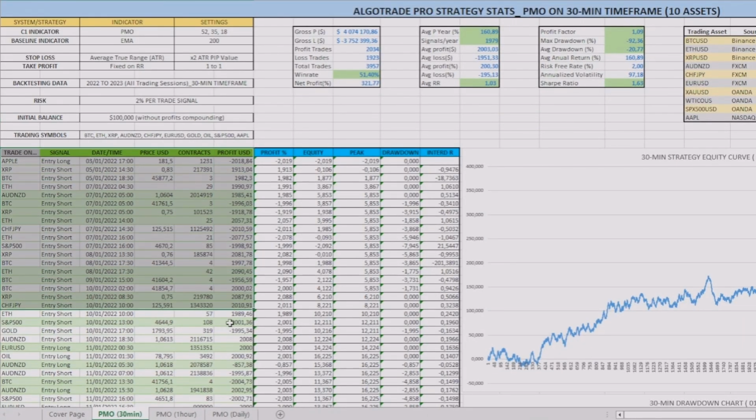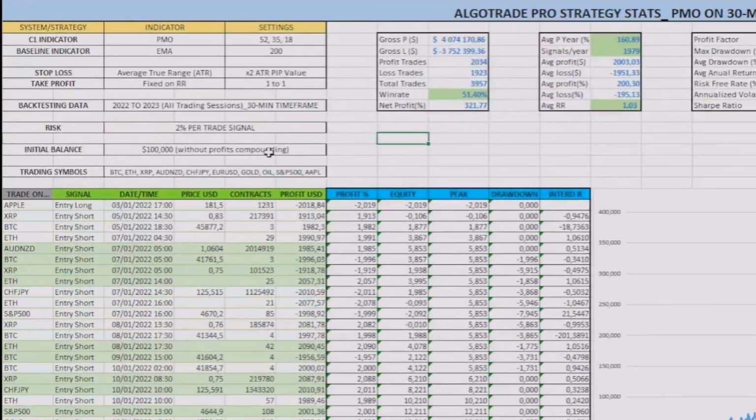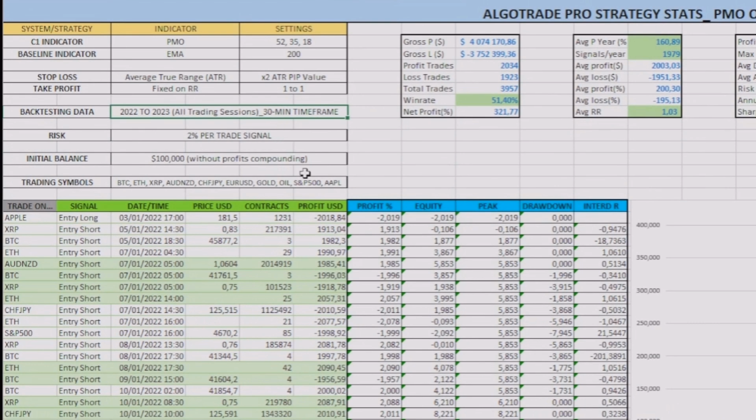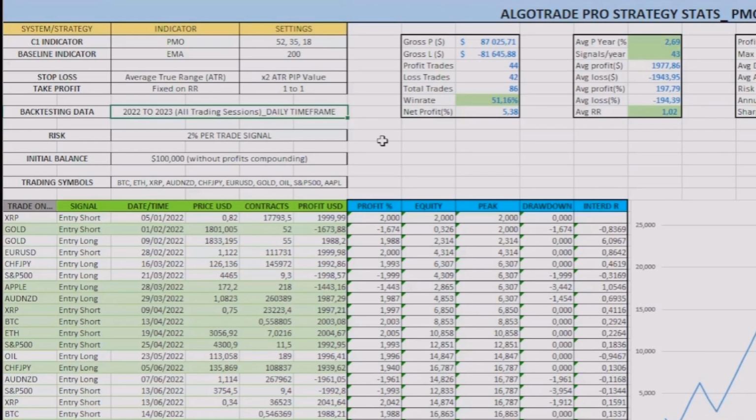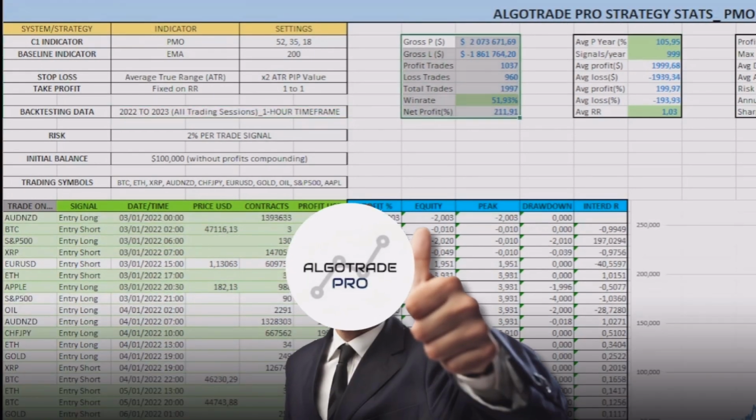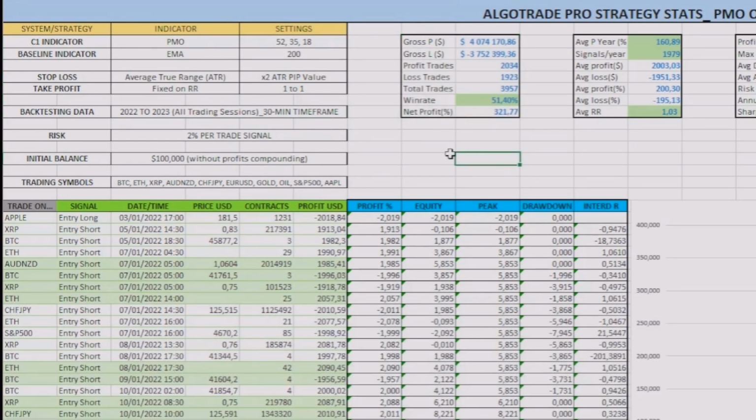So, after inserting all the trades on my trading journal, here I got the results of the PMO indicator on the 30-minute time frame, here on the 1-hour one, and next to it on the daily time frame. And overall, the results look very good. But let's analyze each time frame more carefully.